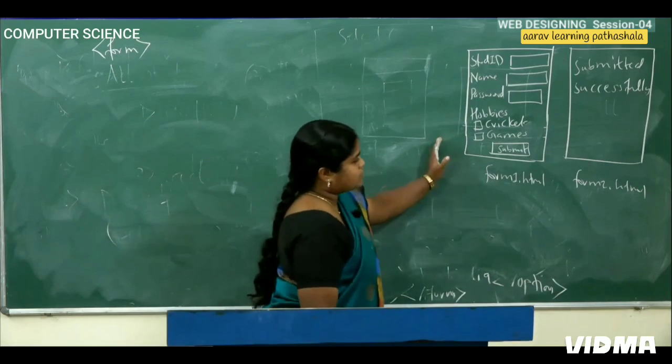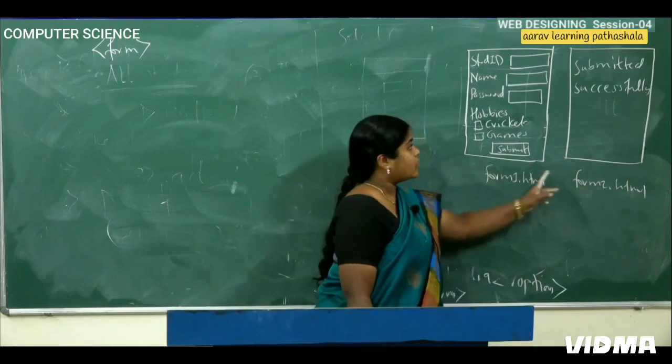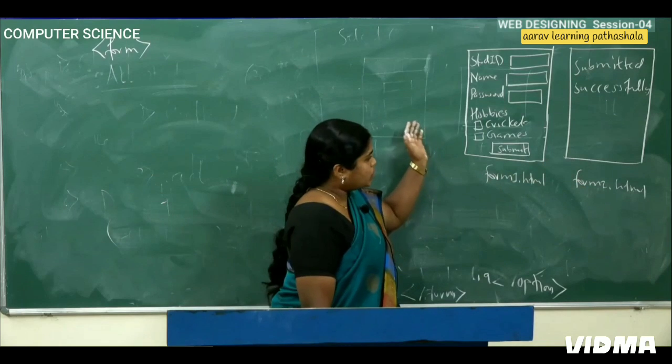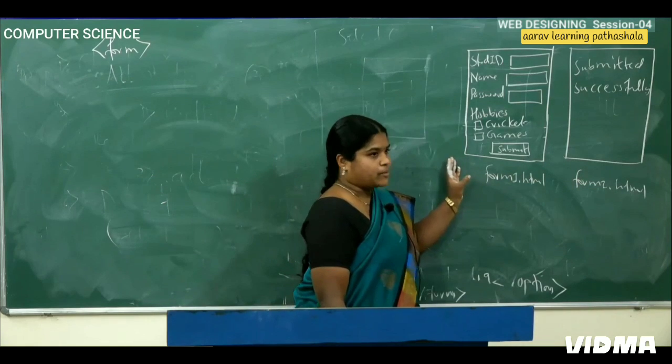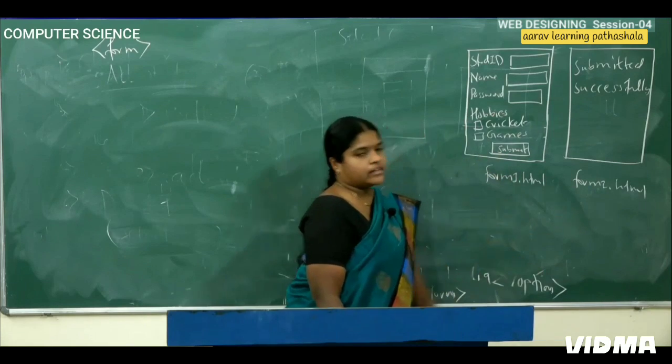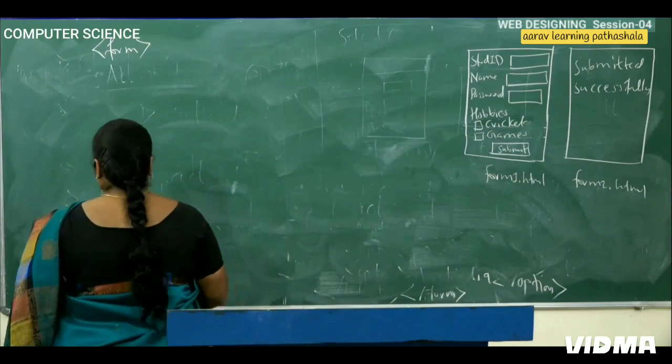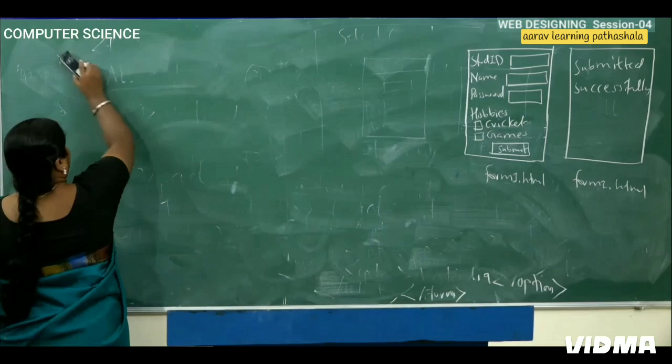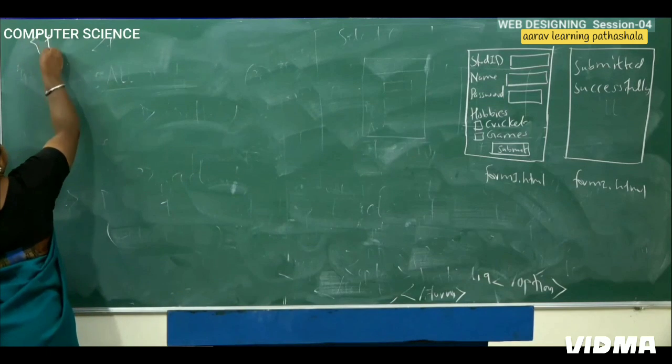See, this is the first form and this is the second form. You need to know how to write the code for the first form. First we will start writing the tag for the first form and then we will write the tag for the next form. So we will start writing the code for the first form.